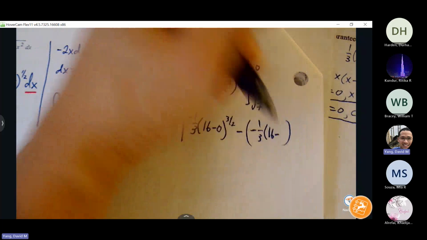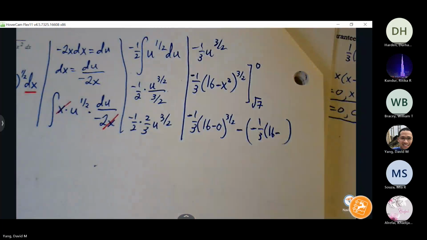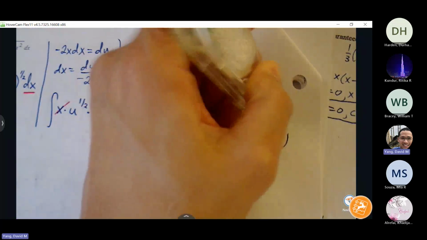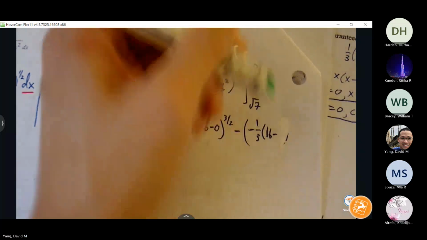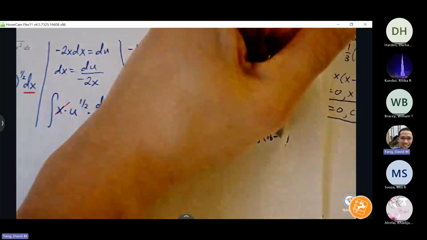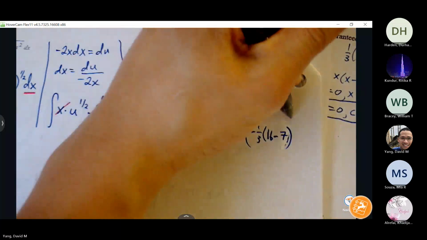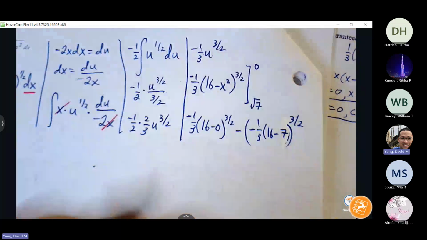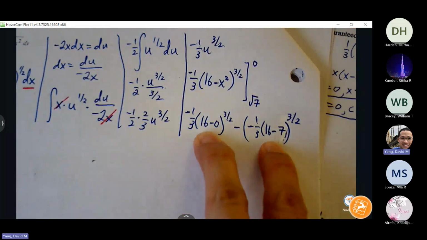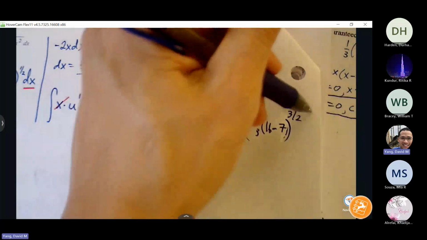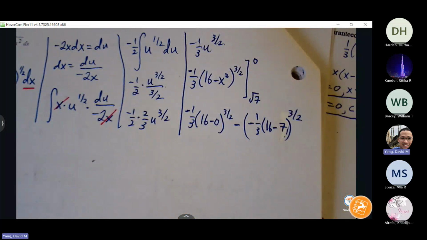So 16 minus √7 squared, which is just 7. Okay, you can leave your answer unsimplified. There are no trig here. This is okay. You can leave your answer in this form and you'll get full credit.